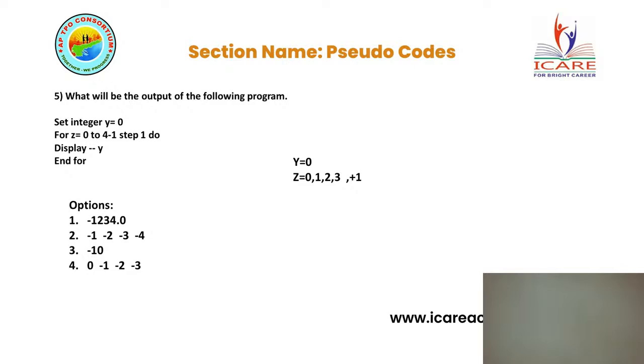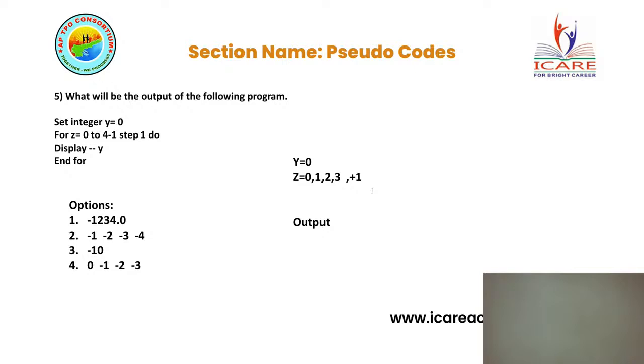So incrementation is plus 1. So display minus minus y. Again we are getting the incrementation and decrementation operators. So in the first iteration z value is 0. So display minus minus y. Minus minus y means it is a pre-decrement operator.